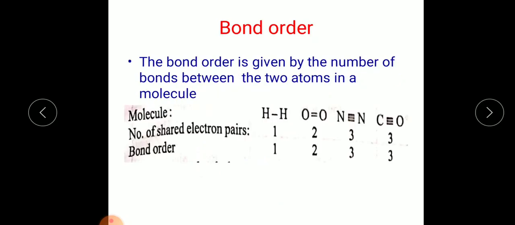Next, bond order. The bond order is given by the number of bonds between the two atoms in a molecule. Simply, bond order means the number of bonds present between two atoms in a molecule. For example, in a hydrogen molecule we have 1 bond, so the bond order will be 1. In oxygen there is a double bond, so the number of shared electron pairs is 2, so the bond order will be 2. Similarly, in nitrogen we have a triple bond, so the number of shared electron pairs is 3, so the bond order will be 3. Similarly, carbon monoxide has 3.